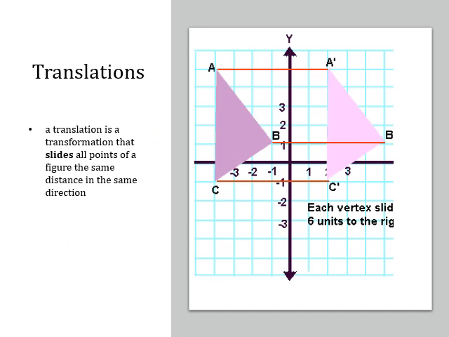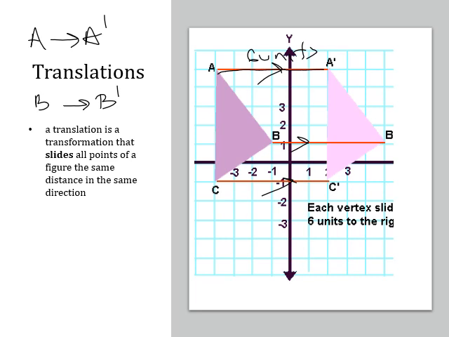translation. What is translation? Translation is a transformation that slides all points of the figure the same distance in the same direction. Okay, so A is going to A prime. Look at the lines of transformation, they are parallel to each other. So if this is moving 1, 2, 3, 4, 5, 6 units, from A to A prime, always A to A prime, B to B prime, from the pre-image, pre means before, to the image.